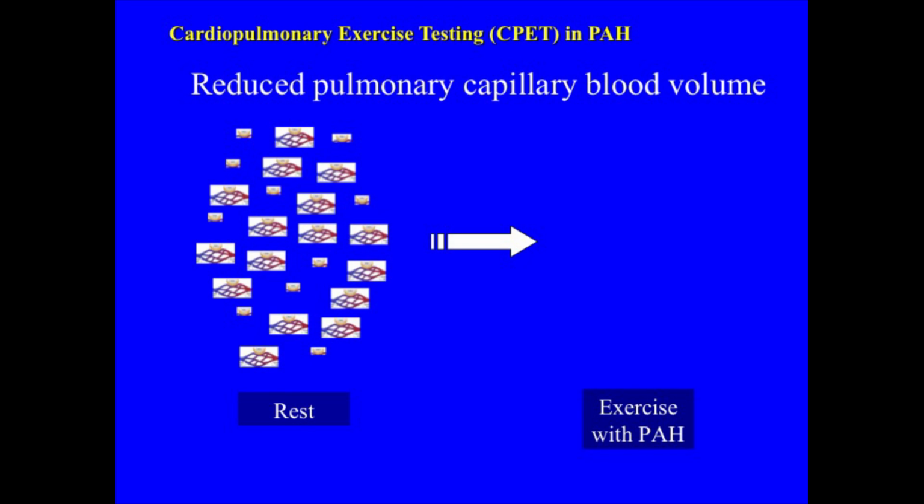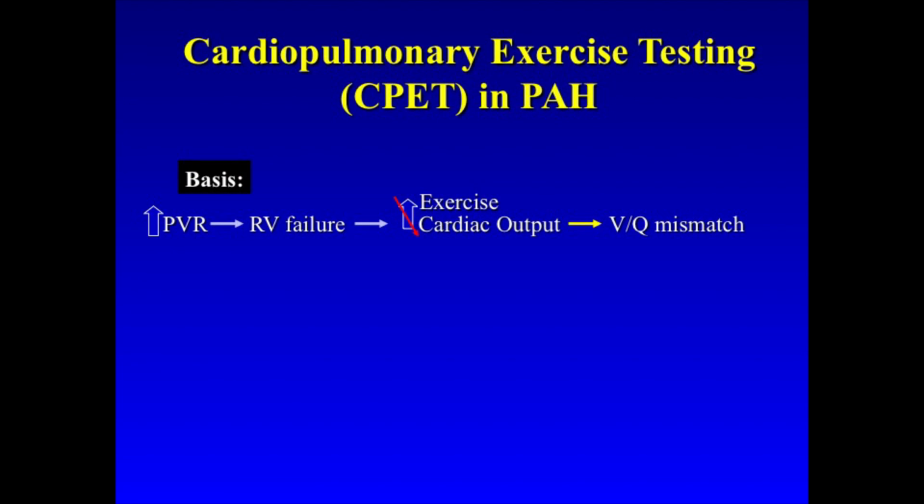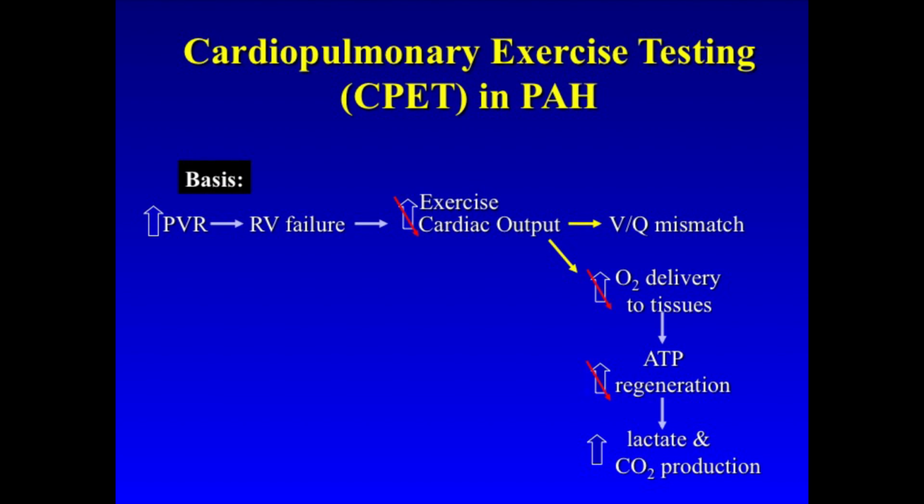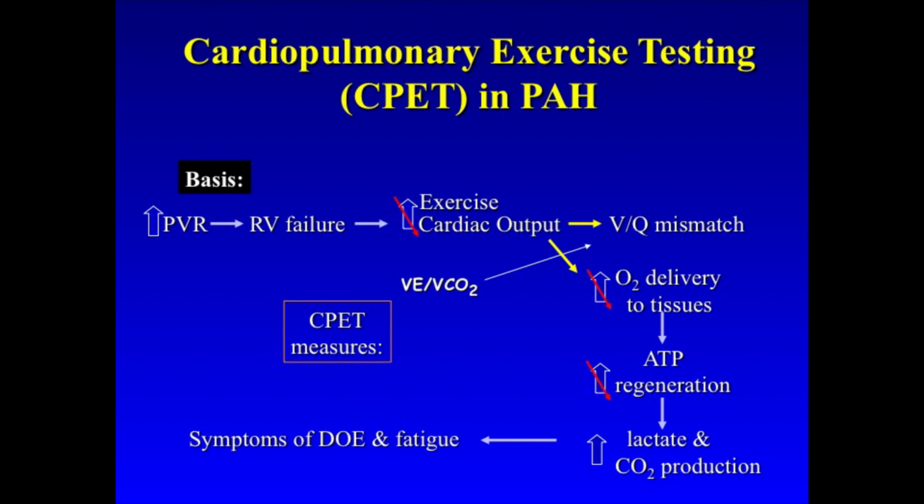So the basis here is that the increase in pulmonary vascular resistance leads to right ventricular failure, pump failure, which blunts that increase in exercise cardiac output and leads to a VQ mismatch, but also leads to a blunting of the increase in oxygen delivery to the tissues, which means the whole purpose of oxygen in the tissues, ATP production for energy to move the muscle, is blunted. And as I mentioned before, the lactic acid production results in increased CO2 production. And overall, you get symptoms of dyspnea and fatigue.